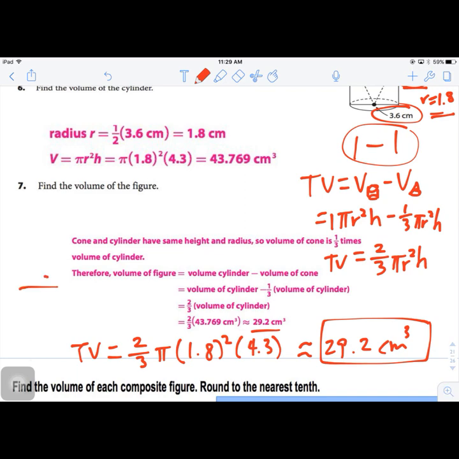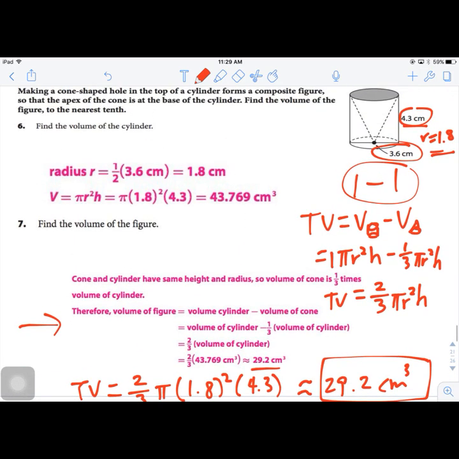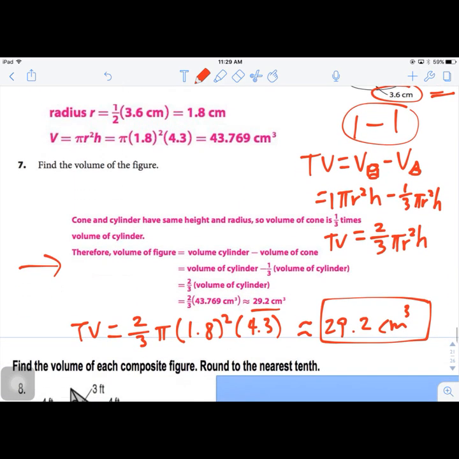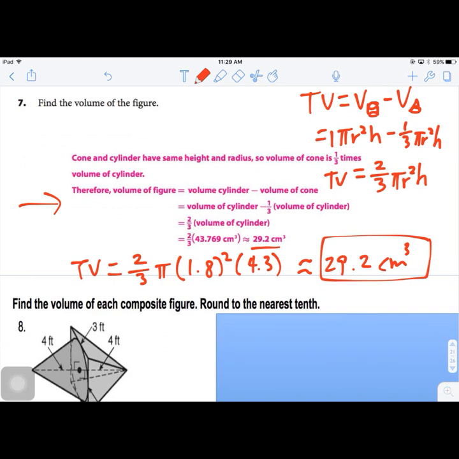And here is a more clear breakdown of the calculations again. So this is a 1 minus 1 composite figure, and hopefully you understand how to do that now.